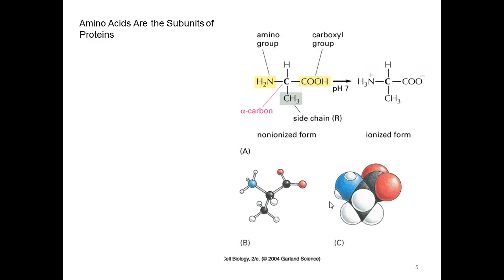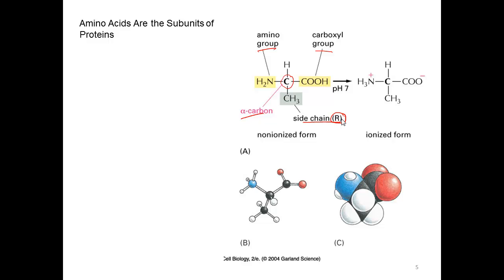Here we can see the basic structure of an amino acid. These subunits are called amino acids because it has an amino group on one end and a carboxylic acid on the other, so amino acid. In between these 2 groups there's an alpha carbon, and connected to that is a side chain, often referred to generically as an R group.